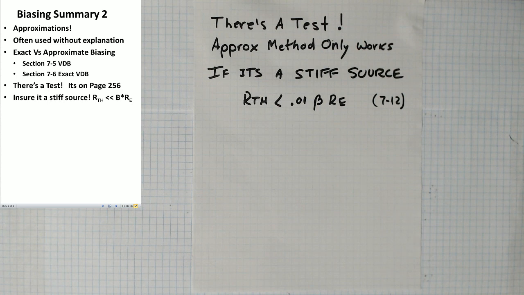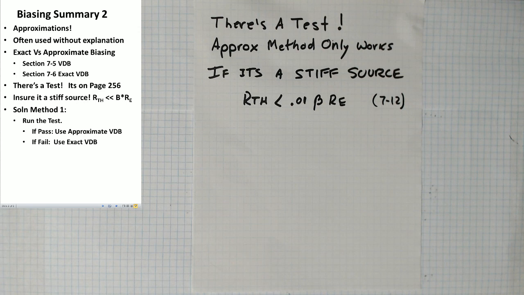So if you want to use the approximate method, what he tells you is the first thing you have to do is solution 1. You have to run the test, so you have to calculate what RTH is and compare it to 100 times beta R prime E. And if the test passes, then you can use the approximate VDB. And if it fails, you must use the exact VDB. The other solution method is always use exact VDB.